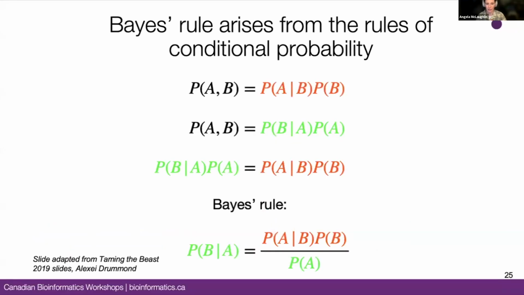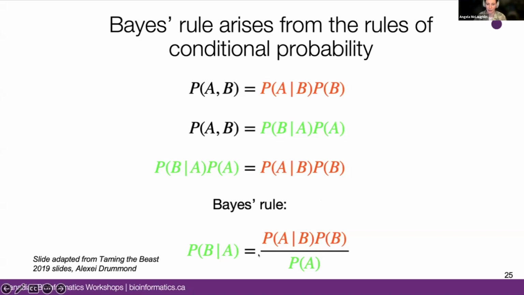Okay, so Bayesian statistics 101, you have Bayes' rule, right? And this emerges very simply from the rules of conditional probability. So the probability of A and B is equal to the probability of A given B times the probability of B, and so on and so forth with its converse. And when you equate those red and greens together and rearrange that formula a little bit, you derive Bayes' rule or Bayes' theorem, which is probability of B given A equals probability of A given B times probability of B over the probability of A.